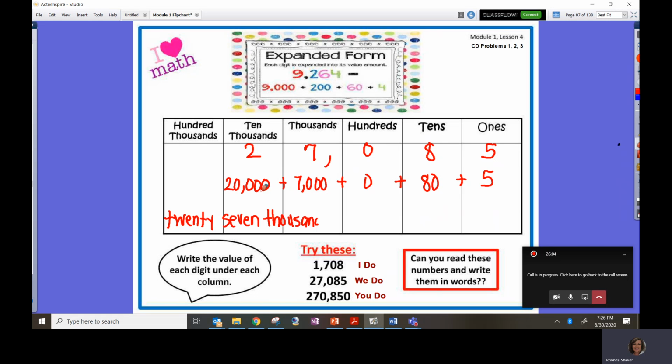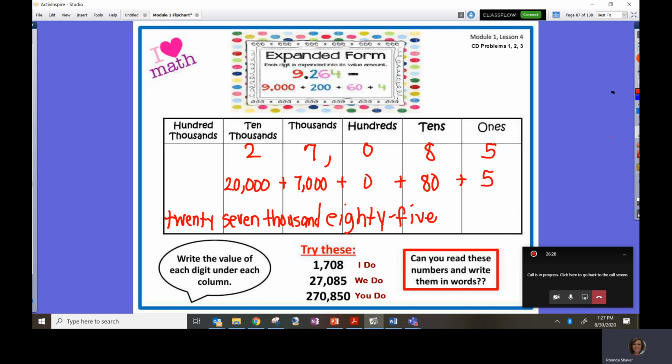Let's go back. So 27,000, no hundreds. I'm going to go back to that red. Okay. 85. 27,085 is how I would write that in word form.